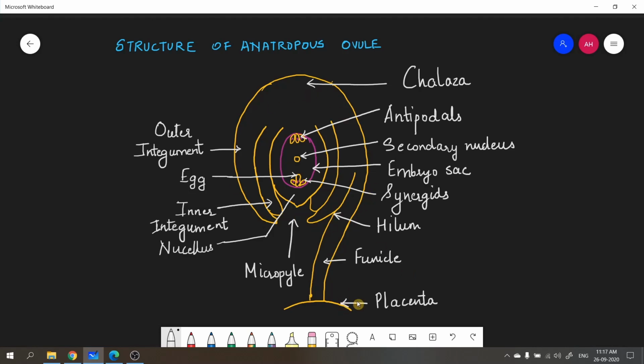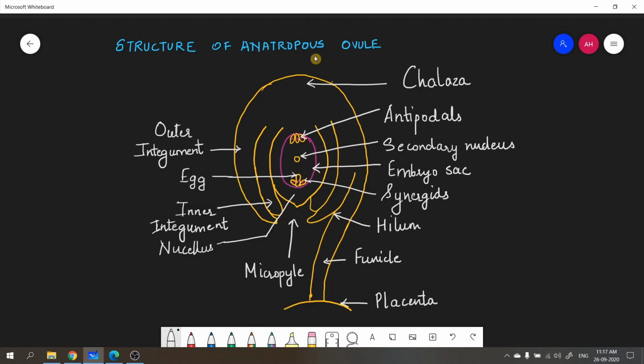And if you can note, there is a term hilum over here. So what is hilum? Hilum is the point of attachment of ovule to the funicle. It is a point where the ovule is attached to the funicle. Alright, so I'll explain all the parts here. But before that, let me tell you what is the meaning of anatropous here.